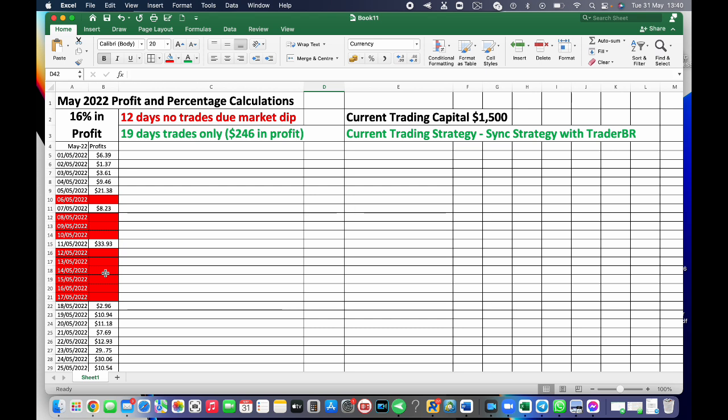And remember, our target for profit in RoyalQ is up to 30%. So if the robot did not do any trades for 12 days as a result of market dip, then for only 19 days trading and making 246 in profit, which is 16% in profit. This is amazing. This is a good result to me.